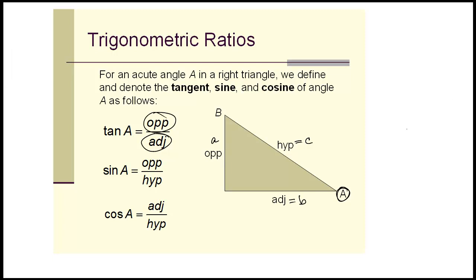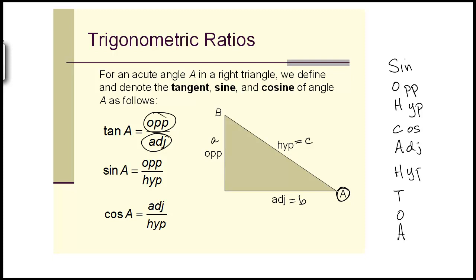One saying that might help you remember these trig ratios is SOHCAHTOA. SOHCAHTOA, and that means the sine of the angle is opposite over hypotenuse, cosine of the angle is adjacent over hypotenuse, and tangent of the angle is opposite over adjacent.